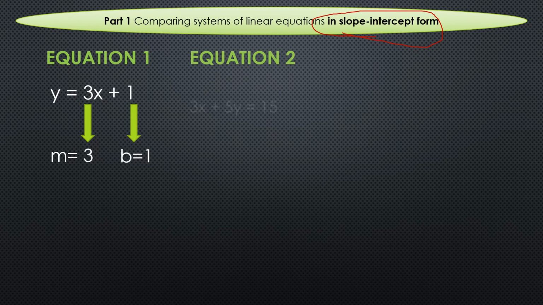Next, equation number 2, 3x plus 5y equals 15. Is that in slope-intercept form? No, this is in standard form. So we have to rewrite this one in slope-intercept form. That will be subtracting 3x from both sides. So we cancel this because it will be 0 and then bring down 5y. You copy negative 3x plus 15. So you cannot combine these because they are not similar terms.